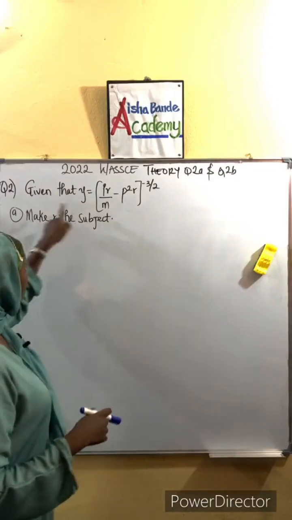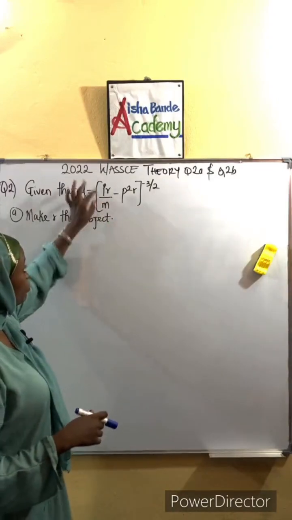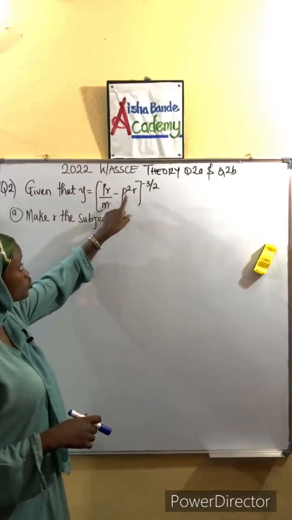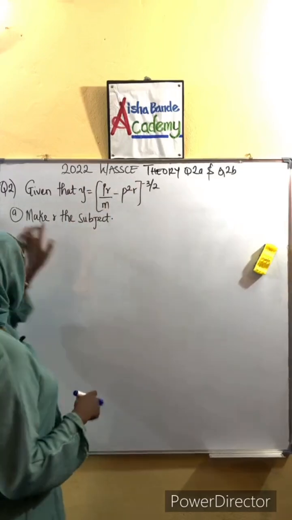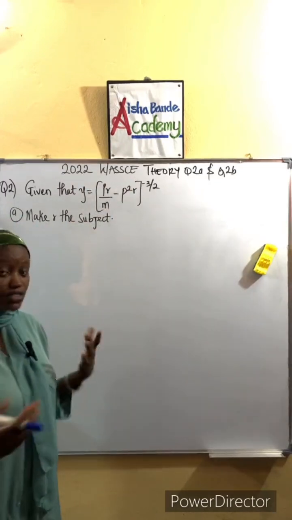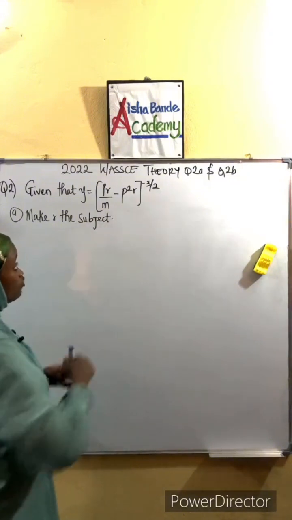Question says, given that y is equal to (pr over m minus p squared r), all raised to the power of minus 3 over 2. So question 2a is asking us to make r the subject of the formula from this relation.